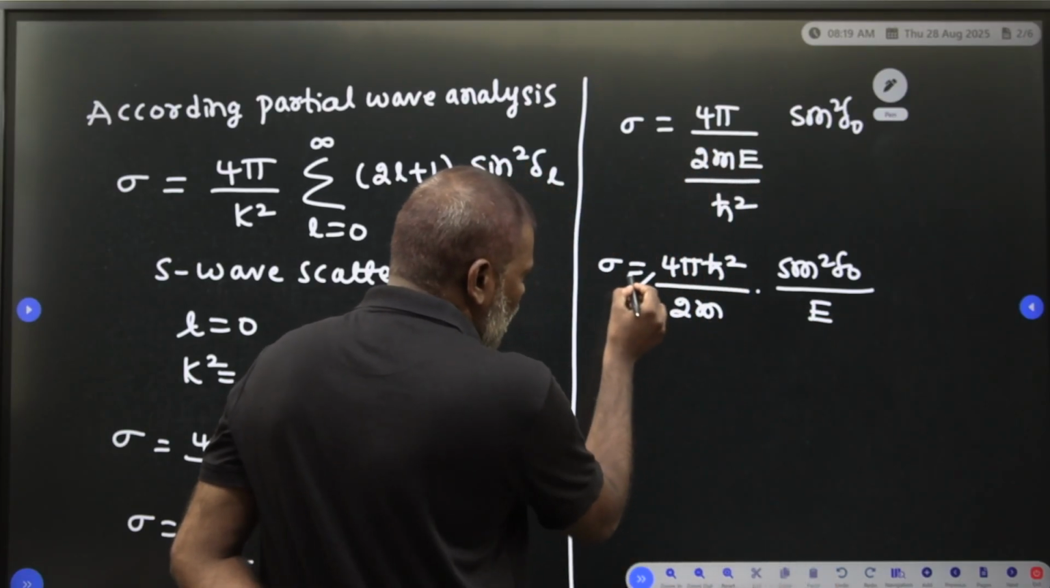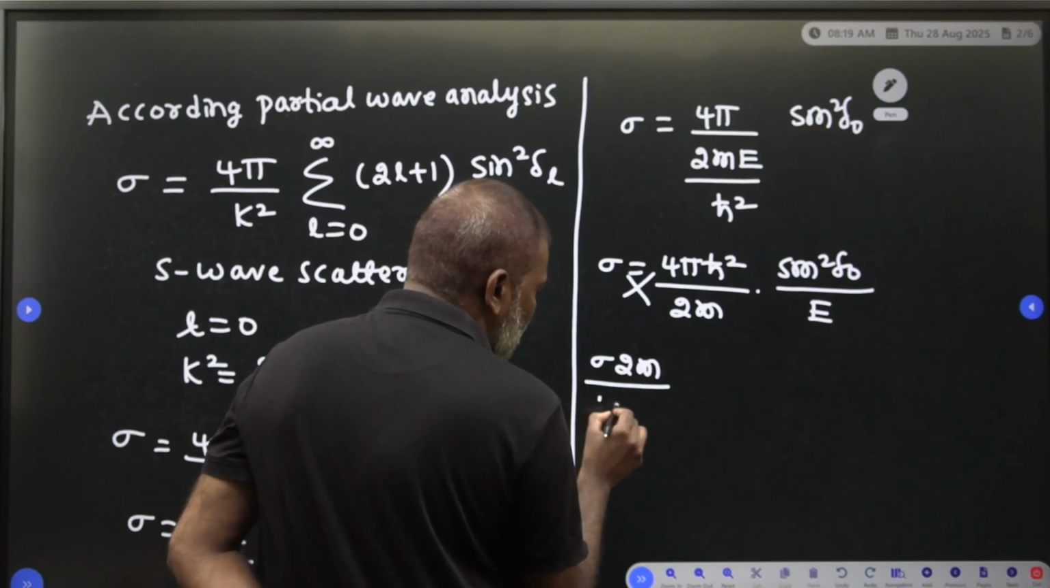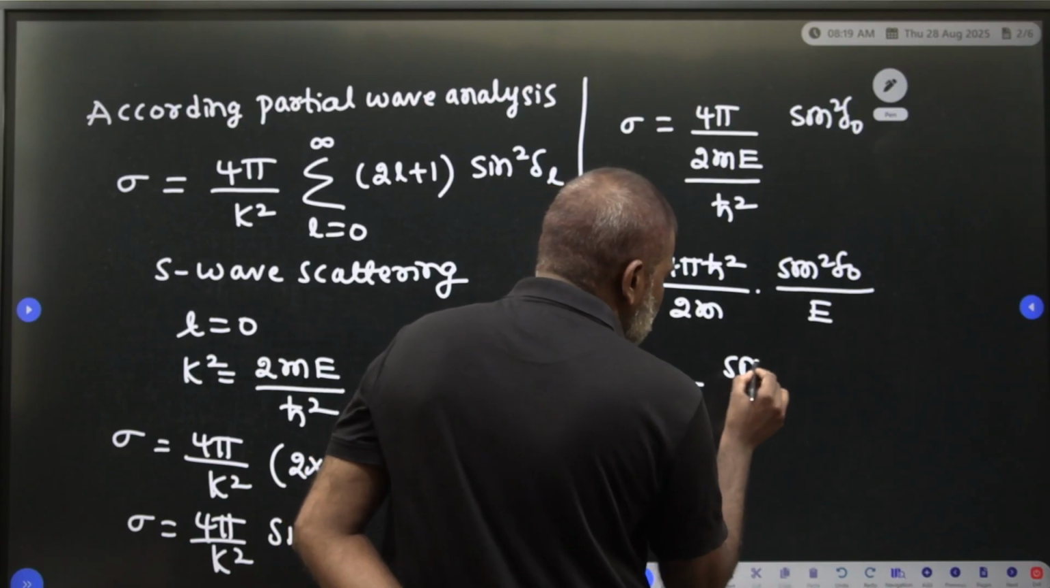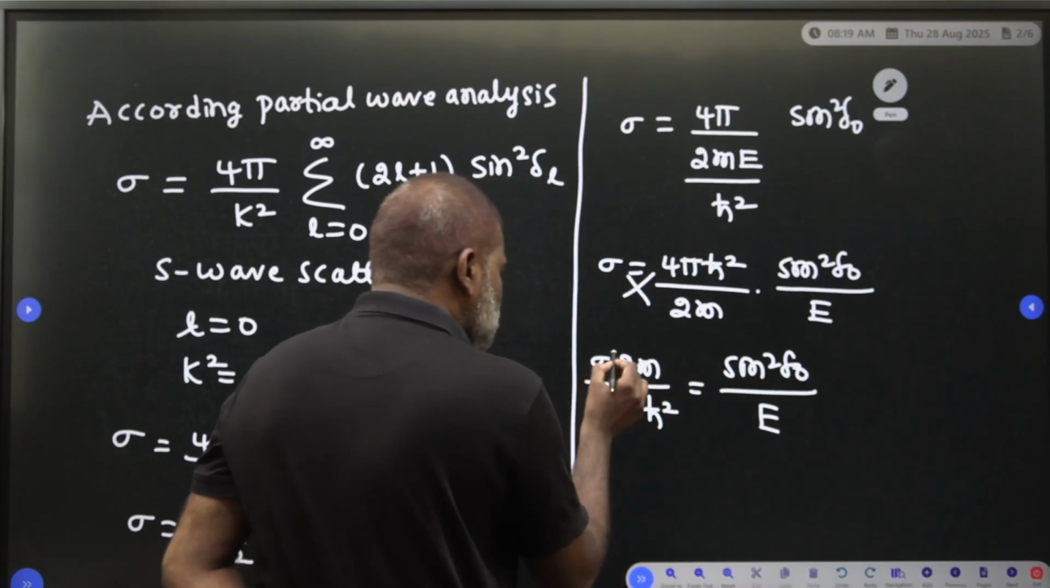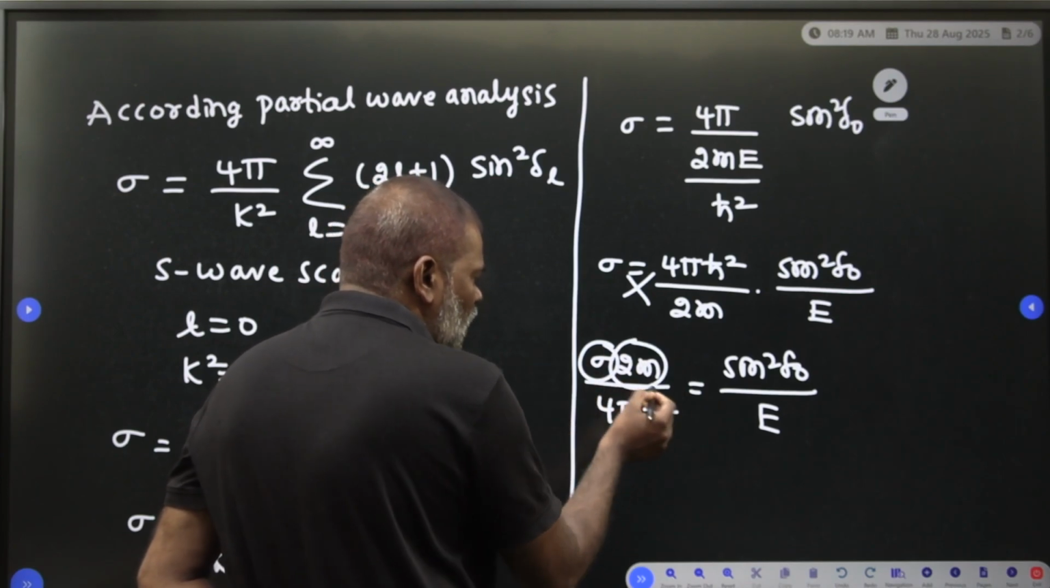Now cross multiply: sigma into 2m divided by 4 pi h cut square is equal to sin square delta 0 divided by E. Sigma does not change with energy, and 2m is a constant.